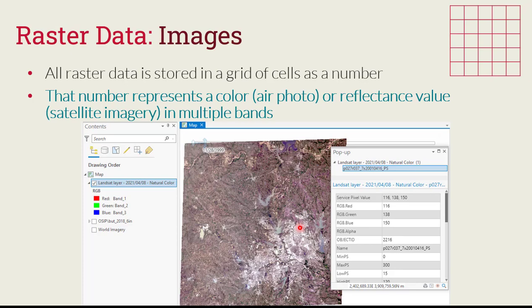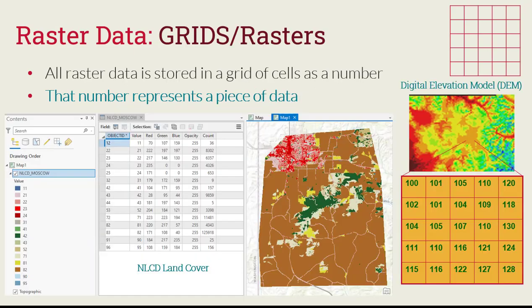When it comes to satellite imagery, the value you're seeing is a reflectance value based upon what is being reflected off of the ground. So when it comes to grids or rasters that we use typically in GIS, the cell value represents an actual piece of data. I find it's easier to discuss this if you're looking at examples.